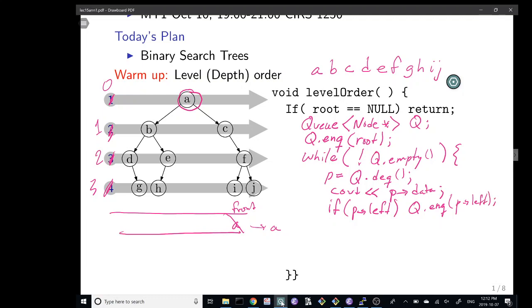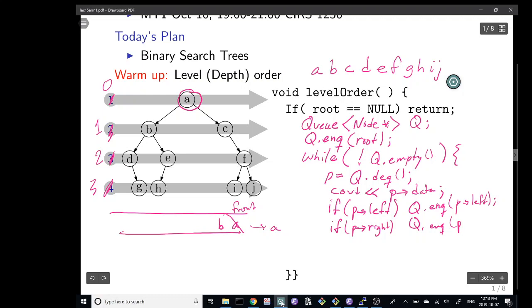In this case it's not empty. B would go on here, and then we would want to pick up the right child, enqueue P's right, and in this case there is a right child as well, C. And then what?